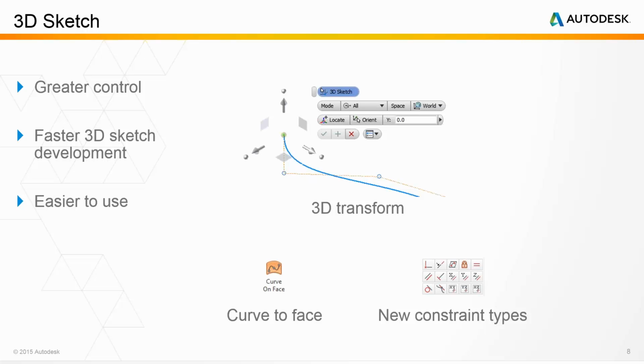They've been completely revised, making it faster and easier to use, and a good example of this is the new 3D transform command, which gives you the ability to manipulate geometry through moving and rotating quickly and precisely. There's now new constraint types that give you greater control and allow you to sketch curves on 3D faces as well. And there's also the ability to copy and paste 3D sketches and then associate those sketches to geometry. So again, highlighting the value of some of these tools.